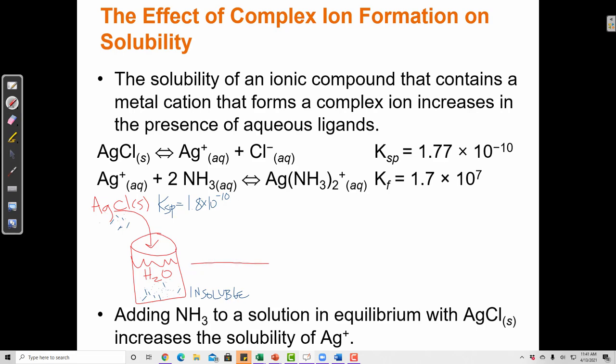So what happens if I take my water, it's got water, and all of my particles down here. I've got all of my particles down here, silver chloride, insoluble. But then we add ammonia.